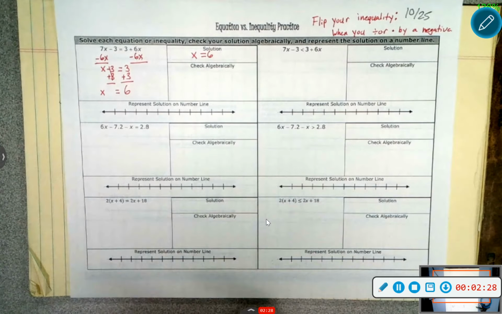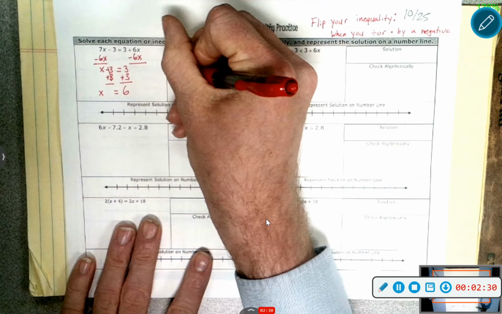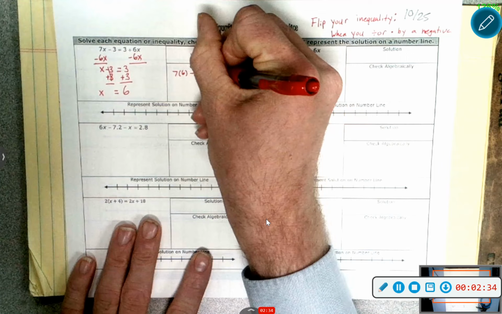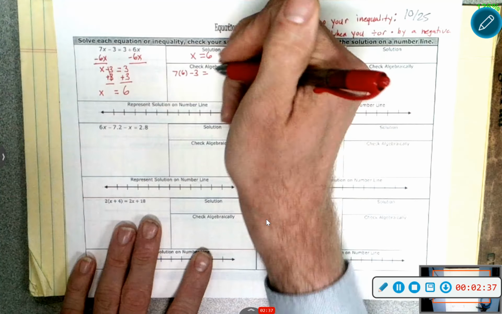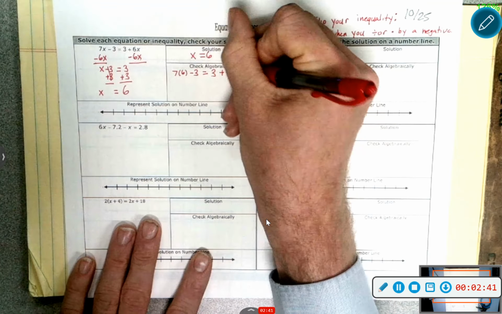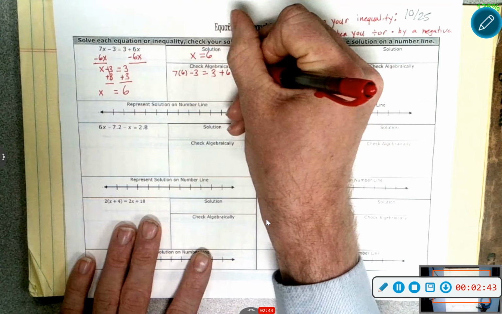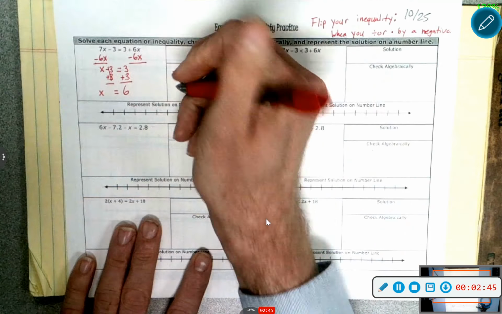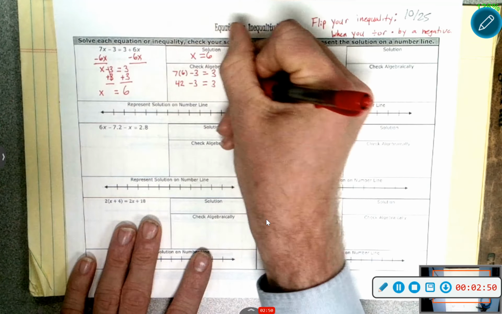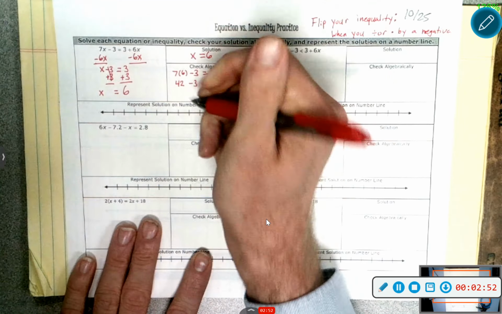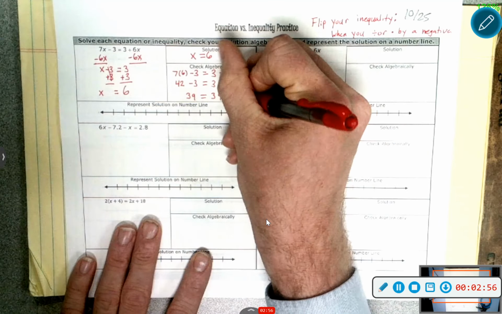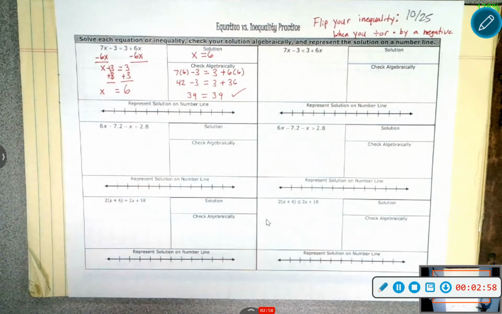You can check your answer. I'm not going to do this for most of them, but we will do it for the first one. 7, and I'm plugging in my solution, times 6 minus 3 equals 3 plus 6 times 6. 7 times 6, 42, minus 3 equals 3 plus 36. And then you should get 39 equals 39. So this is the solution to that equation.